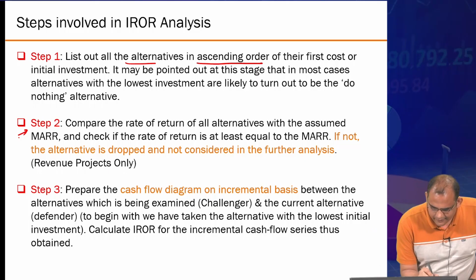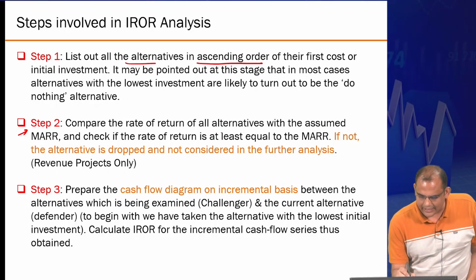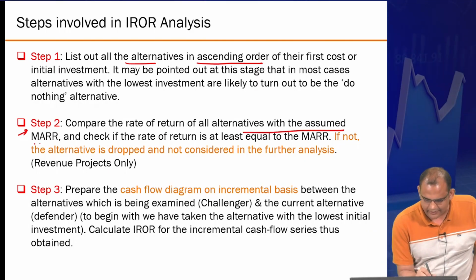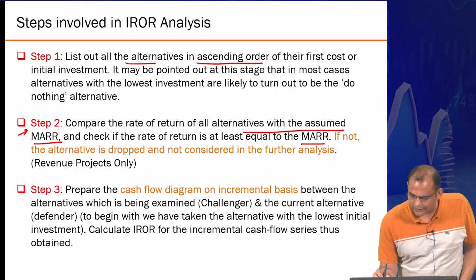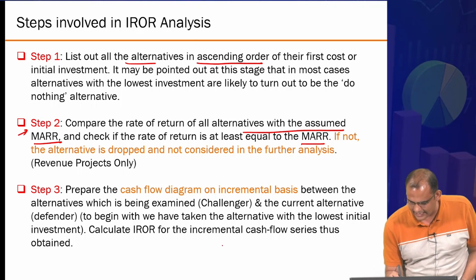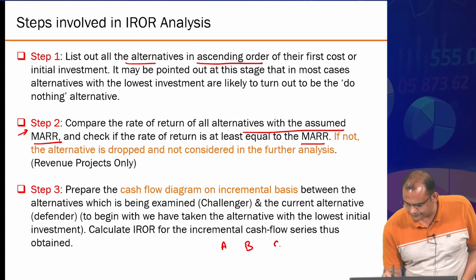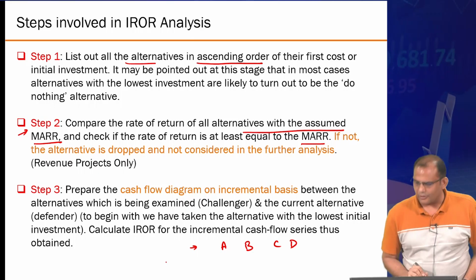Now, what I'm doing is comparing the rate of return of all the alternatives with the assumed MARR and checking if the rate of return is at least equal to MARR. So what is happening? Let's say I have some alternatives.